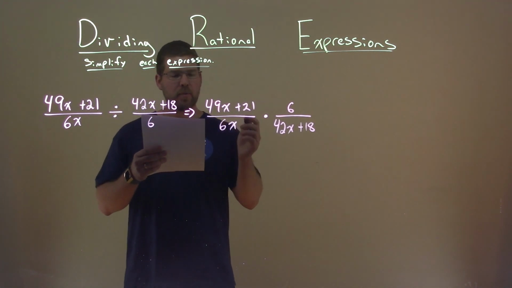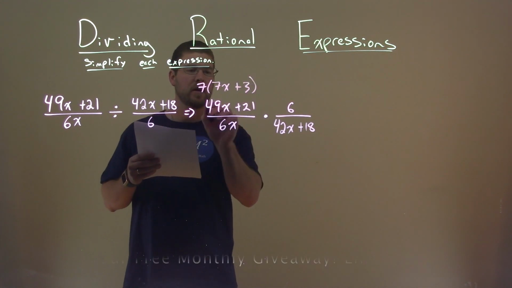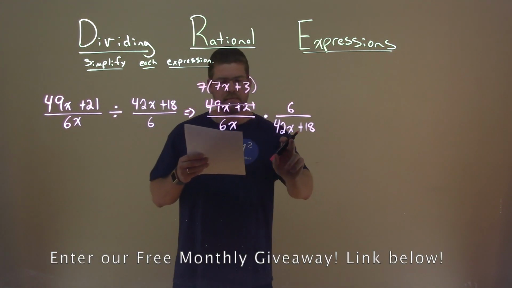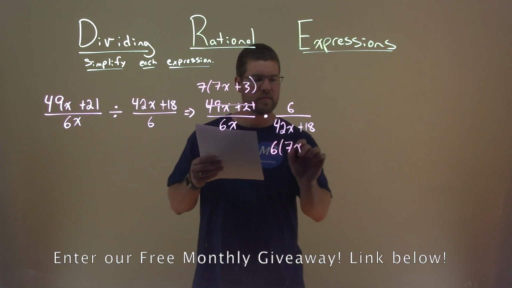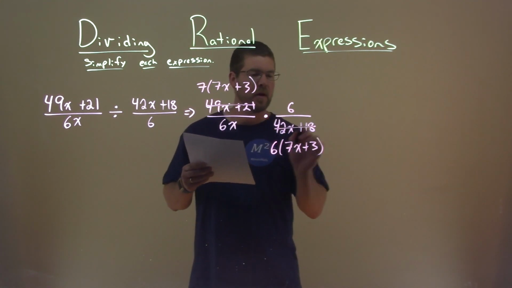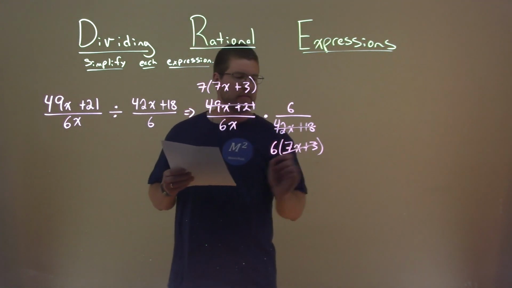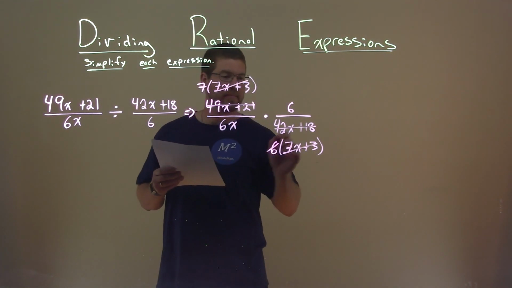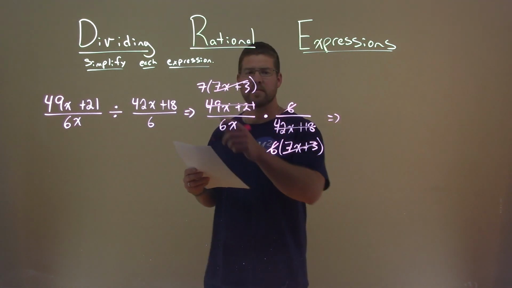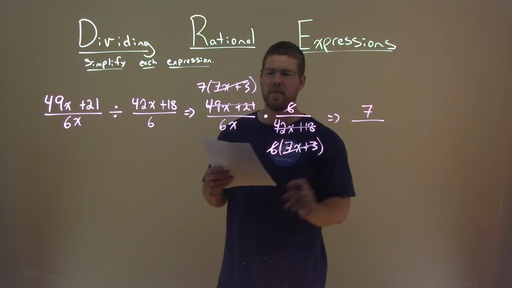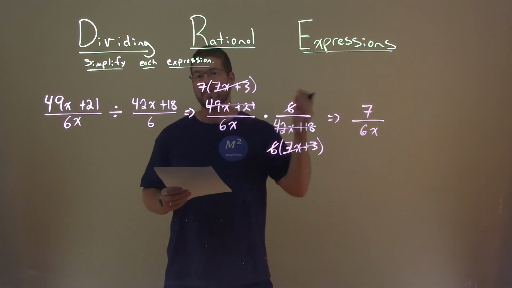Alright, so now let's see if we can factor this a little bit. 49x plus 21, I can pull out a 7. Pulling out a 7 leaves me with a 7x plus 3. So let's replace that. Down here, same thing, 42x plus 18, I can pull out a 6, and I'm left with a 7x plus a 3. Cross that out, we're replacing it. Now let's cross off what we can. 7x plus 3 and 7x plus 3 cancel out. The 6's cancel, and that's all that I can see cancels. So what's left over? There's a 7 left in the numerator, and the denominator is just the 6x. And so 7 divided by 6x is our final answer.